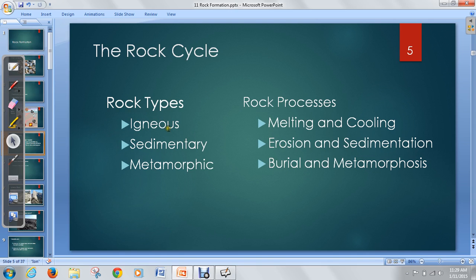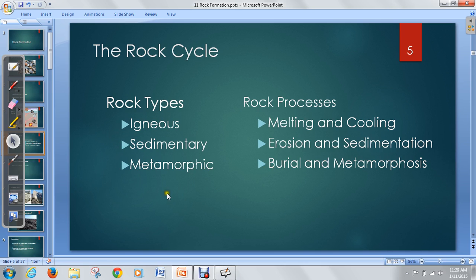If I have any rock and I want to turn it into igneous rock, then I have to melt it and cool it. If I have any rock and I want to turn it into sedimentary rock, then I need to erode it away and then build up sediment. If I want a metamorphic rock, then I need to bury it and then have a metamorphosis occur.